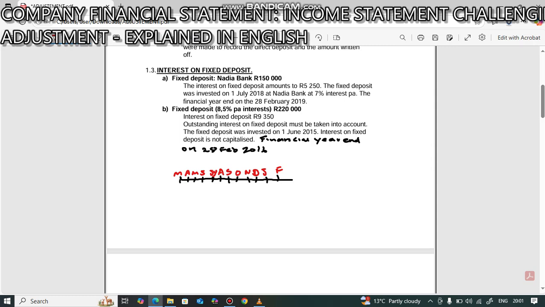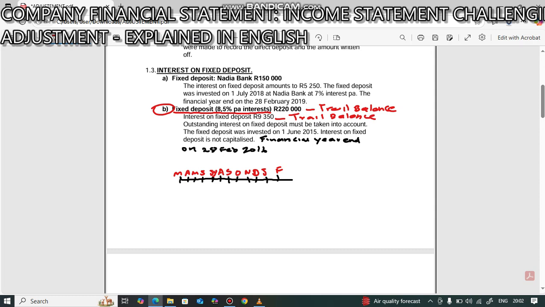Alright, today we are going to proceed to information P, whereby we will be discussing again the interest on fixed deposits that need to be recorded in the income statement. I'm still going to remind you that this information you are going to get from the trial balance under the nominal account section. The interest that is given is the interest that was received during the financial year.